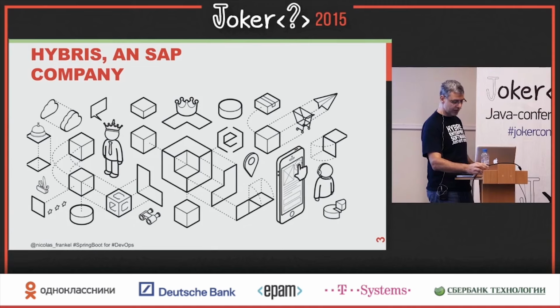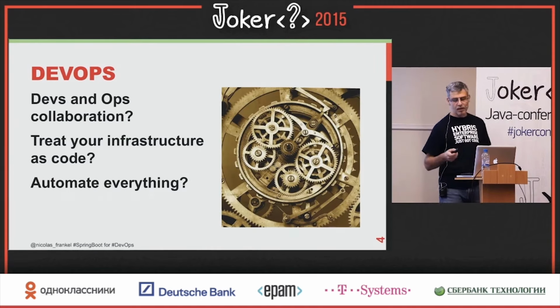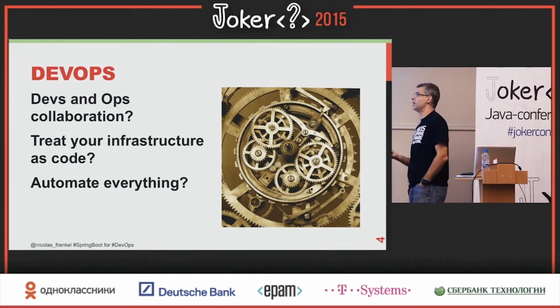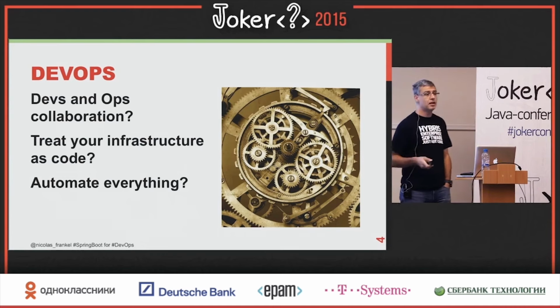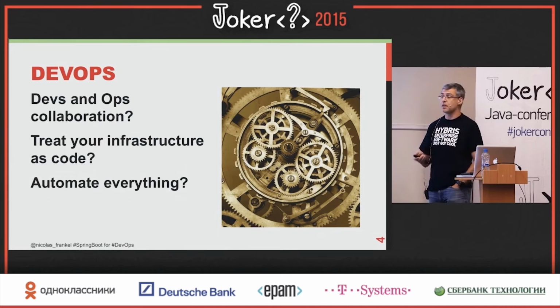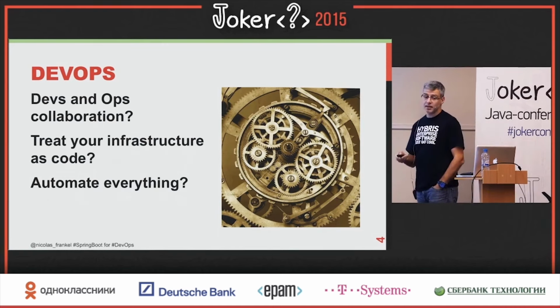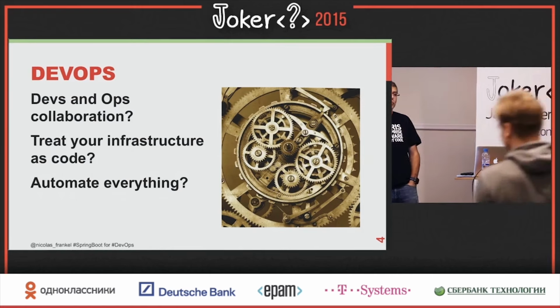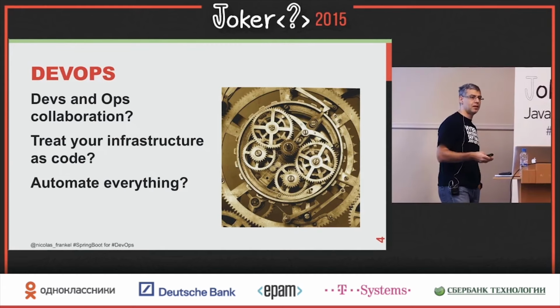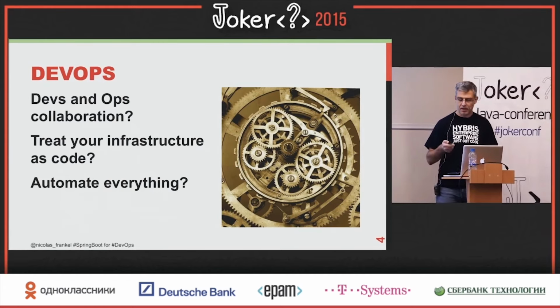So back to the subject at hand. We are here to talk about Spring Boot for DevOps. Let's define DevOps, because DevOps is a term that is used and abused by everyone. So what is DevOps in this context? Is it about devs and ops collaboration? I'm afraid that Spring Boot cannot help you to better work with people.